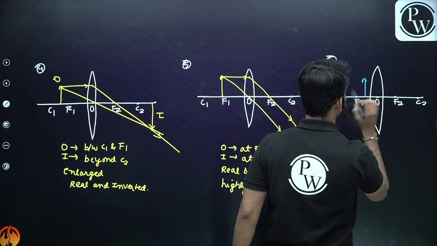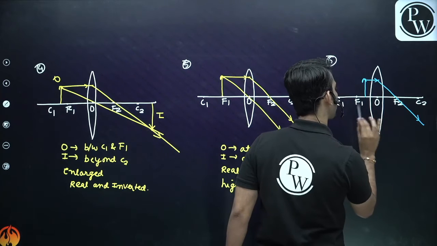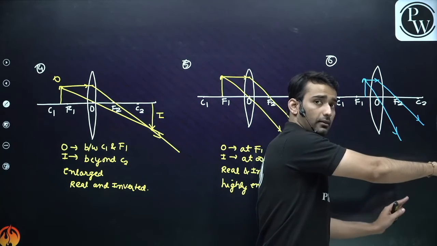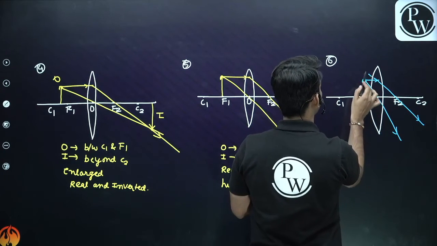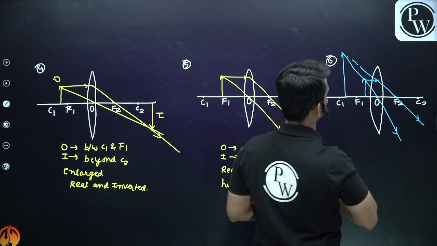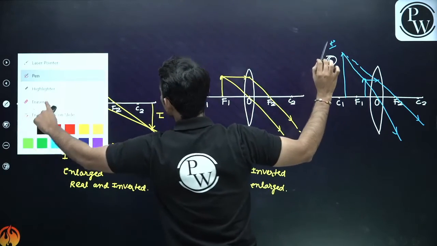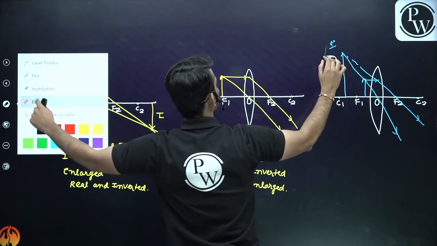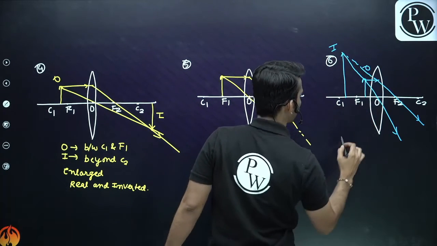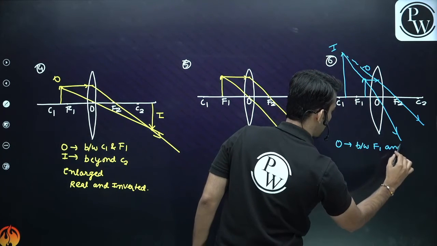Last case, let us change the pen color because it is different. This case is different. First is the ray passing through focus, object between F1 and O. Second ray is like this. They won't meet here, but if you back extend them, guys, the rays will meet here. Here, right? So this is the image, sorry, this is the object. So where is the object? In this case it is between F1 and O.